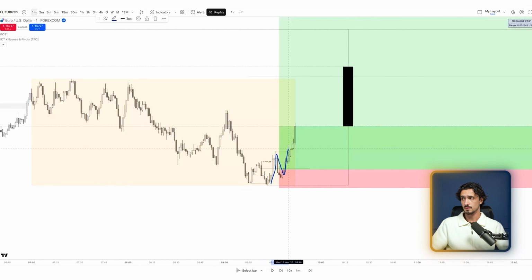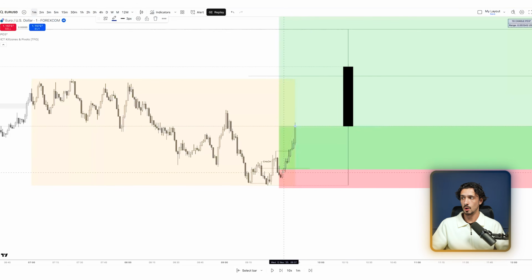So a lot of the times, especially when you're a sniper trader, right? You're getting sniper entries, very small entries. You want to remove your risk as soon as possible, because the reality is you only need a little bit of a push to get your risk off the table. And then you can still be wrong, but you will lose nothing.